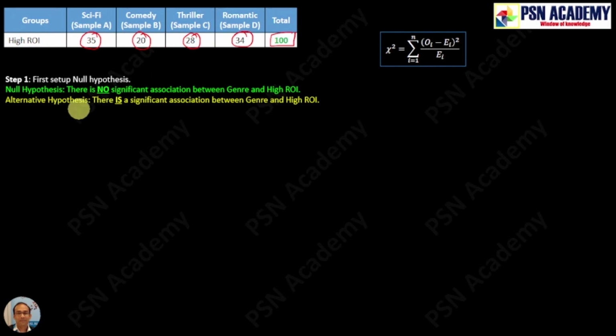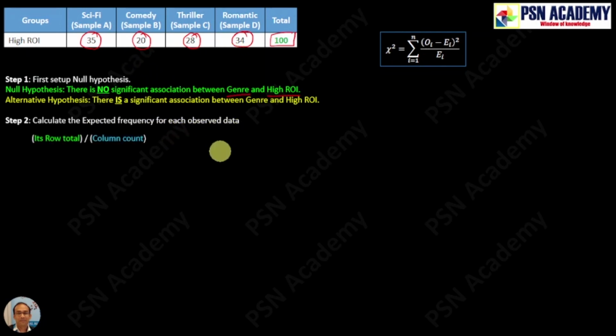And the alternative hypothesis is there is a significant association between these two, right? So for step 2, you calculate the expected frequency for each observed data. So you have 4 observed data here. So you will have 4 expected frequencies, and the formula will be like this. It's row total divided by column total.